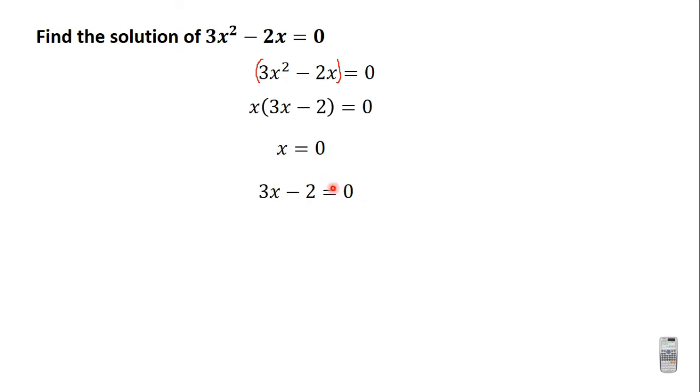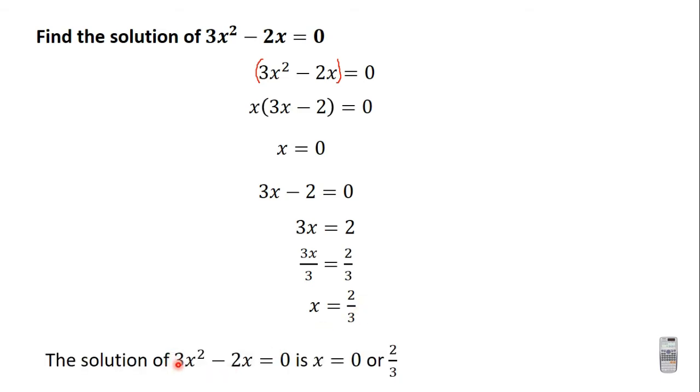Let's solve this linear equation for our second solution. We have 3x minus 2 is equal to 0. 3x is equal to 2. We divide the left hand side by 3. We divide the right hand side by 3. And x is giving us 2 divided by 3. So we have our two solutions. The first one is x is equal to 0. And the second one is x is equal to 2 divided by 3. So the solution of 3x squared minus 2x is equal to 0 is x is equal to 0 or 2 divided by 3. Now you can see that the solution is very simple.